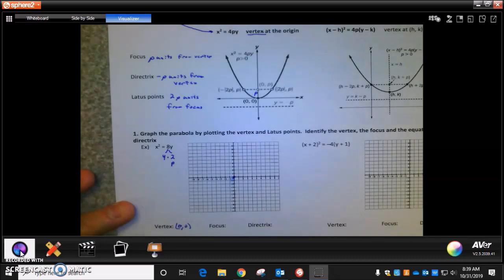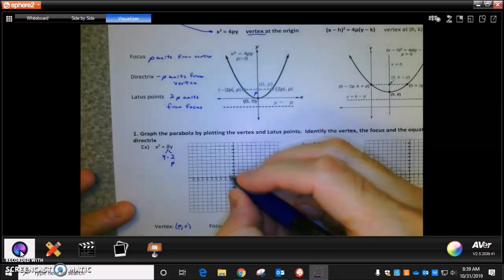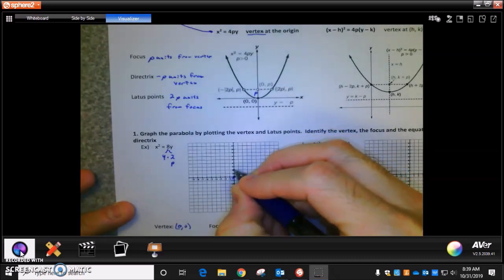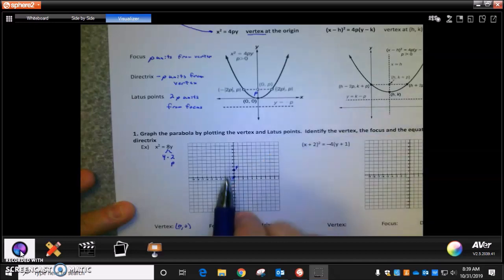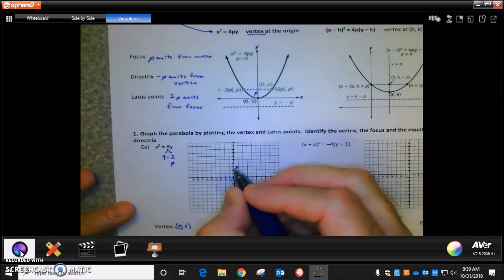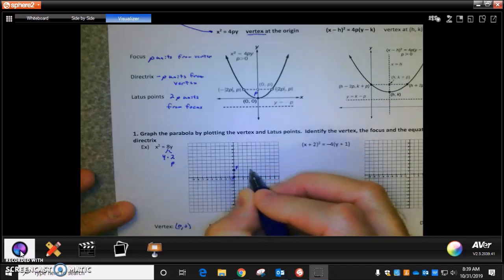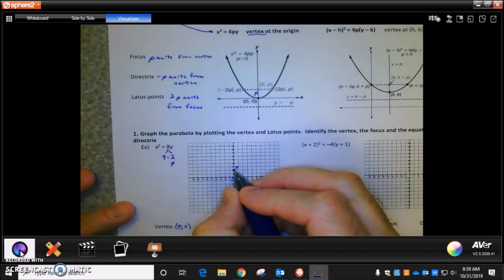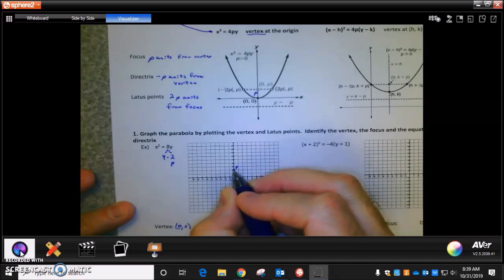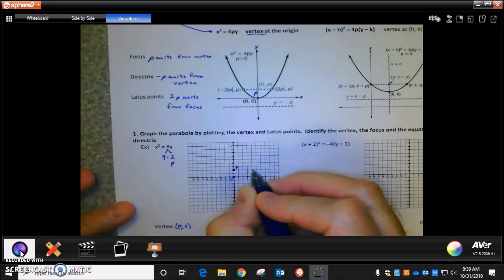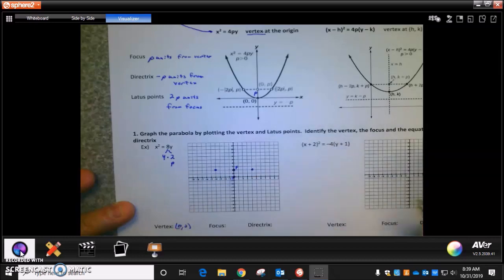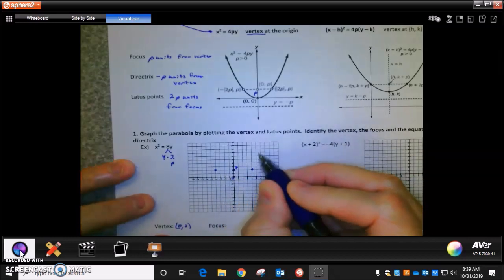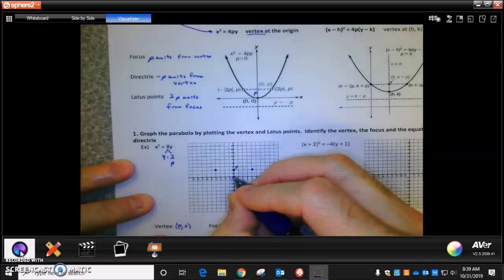So when I go to graph this, I'm going to go to my vertex, and I'm going to go up 2. That's my focus. I'm now going to double that number, and that's how much I'm going to go left and right to find my lattice points. So if I went up 2, I'm going to double that, and that'd be 4. So I'm going to go right 4, 1, 2, 3, 4. I'm going to go left 4, 1, 2, 3, 4. And these are the points on my parabola.